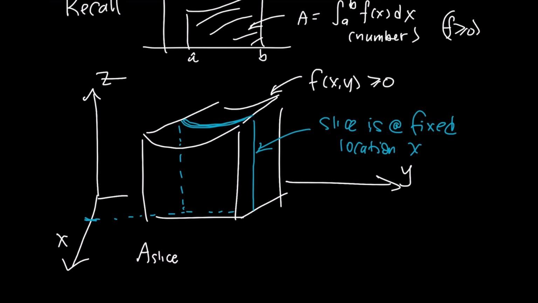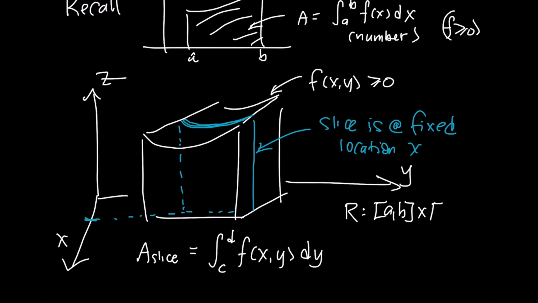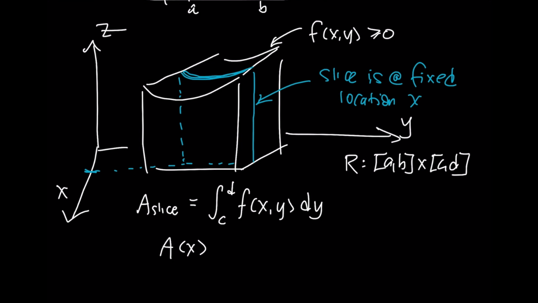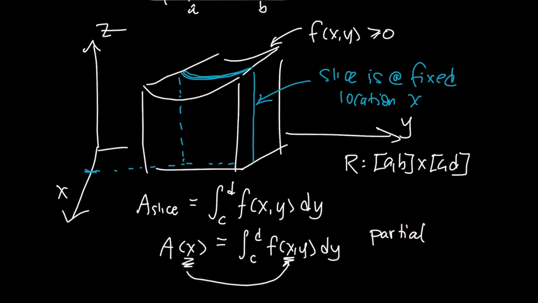So the area of that slice is simply an integral from c to d of our function, f of x and y, and we're integrating over that direction. Now, just like before, the rectangle is defined by this Cartesian product. What this produces is an area of that blue face that's a function of the value x. So depending on where you held this slice fixed in the x direction, you're going to get a different value. So this is what's called partial integration.